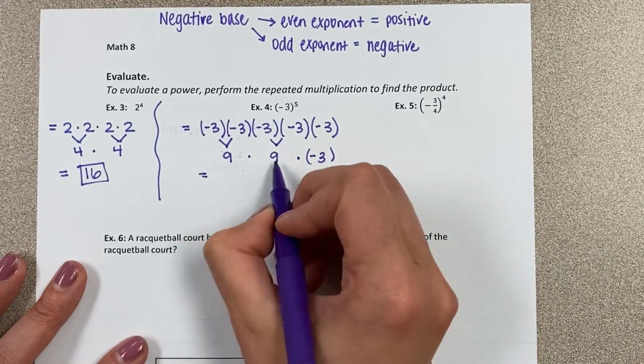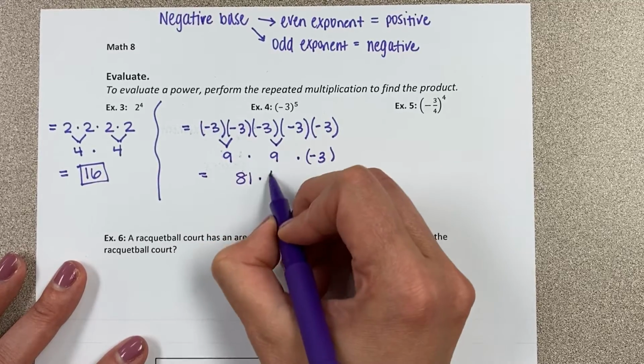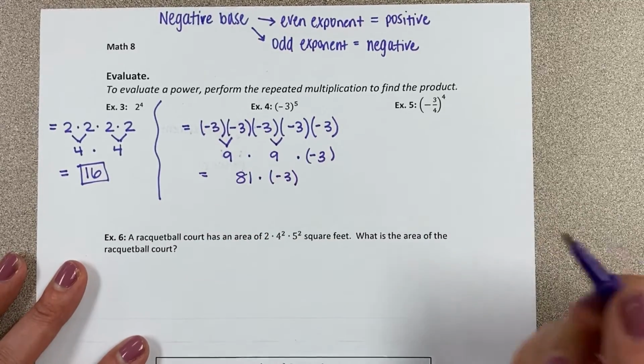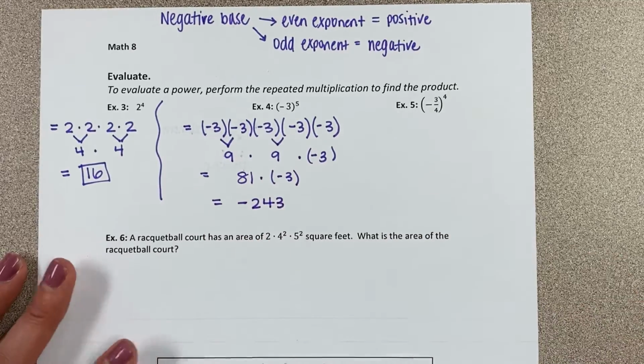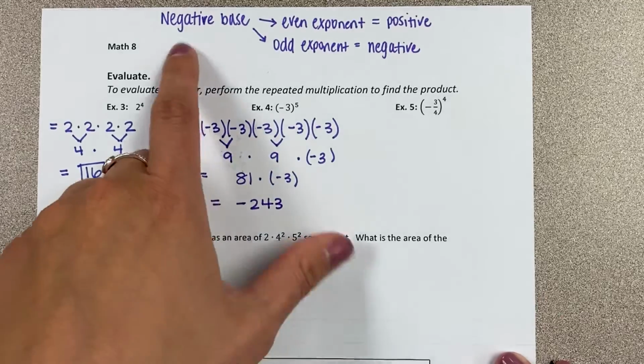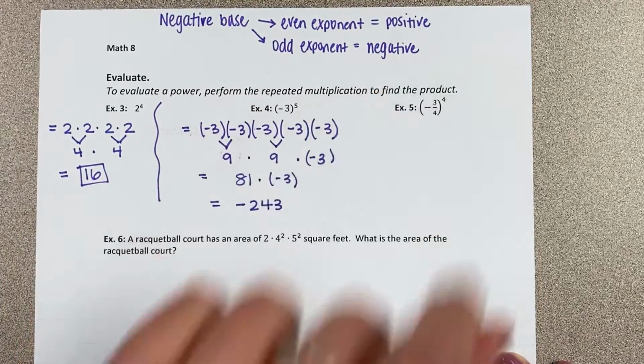Simplify it again. 9 times 9 is 81. We have to multiply that by a negative 3. So we get negative 243. That fits with the rule. Negative base, odd exponent is a negative answer.